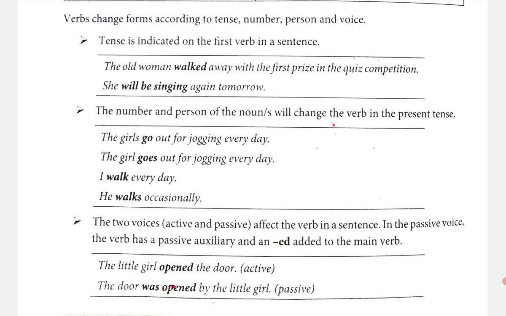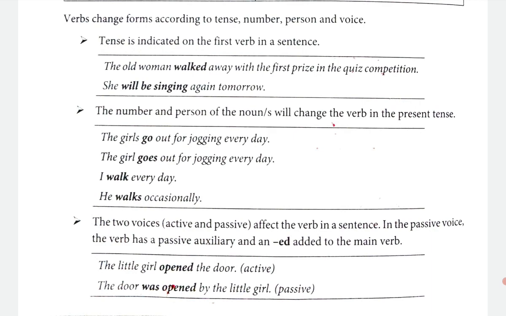She will be singing again tomorrow. Here the first verb, will, shows that it is in the future continuous form, will be singing again tomorrow.